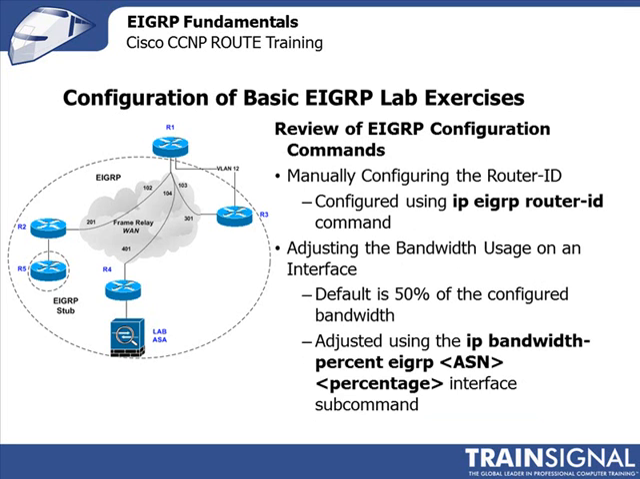Another thing we'd like to do, because the interface bandwidth on the serial interfaces is so small, is adjust a little bit what that will be. The default is 50% of the configured bandwidth, which is another reason you want to make sure you define it correctly. If these serial interfaces are assumed to be T1 and it's only 128K, then it's going to use 768K, and that's way more than the actual bandwidth of the interface. So we'll adjust it using the ip bandwidth-percent eigrp subcommand on the interfaces as part of the basic lab exercises.